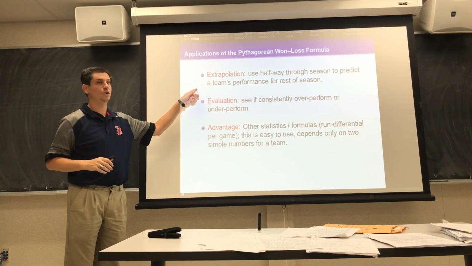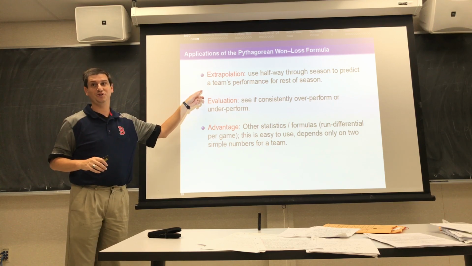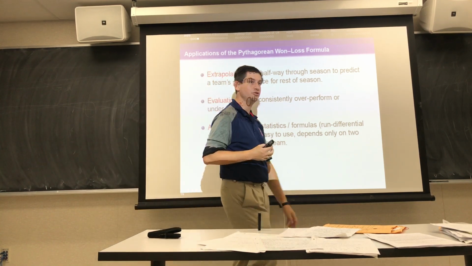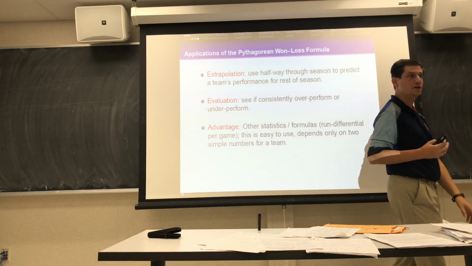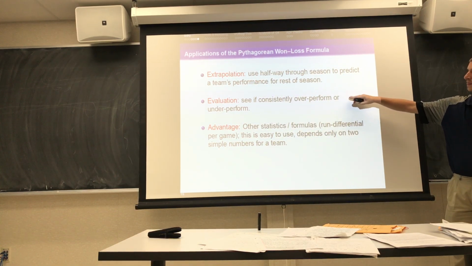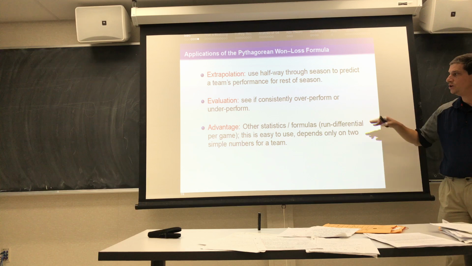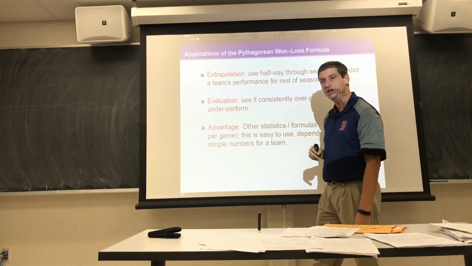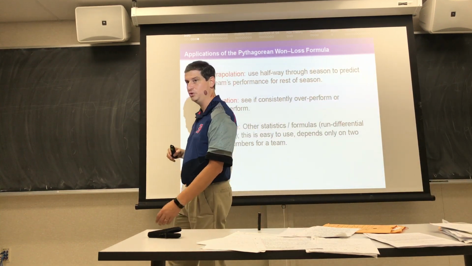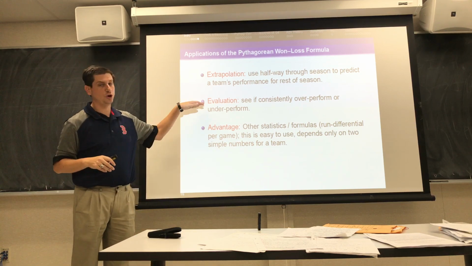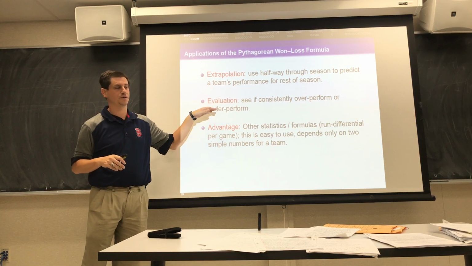In other times, you might say, wow, we're 21 and 29. We really should only be 17. And we just don't have a good team this year. We should conserve our resources and work on next year. Maybe not trade people from our farm system to try to get that slugger or that pitcher to help us this current season. Another application is evaluation. If you're consistently overperforming or underperforming, you often attribute this to the manager. So when Joe Torre was the manager of the Yankees, he consistently overperformed as the Yankee manager.